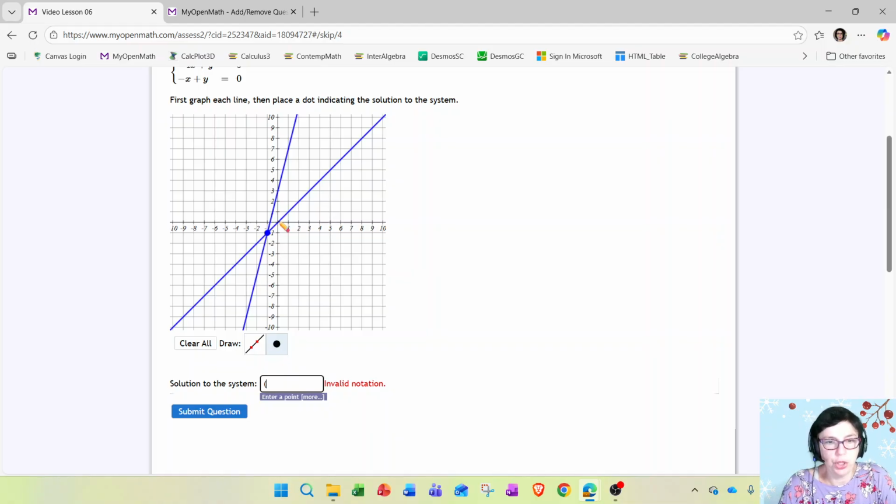If you start at the origin, you will go 1 to the left and 1 down. And that means (-1, -1). That would be a solution.